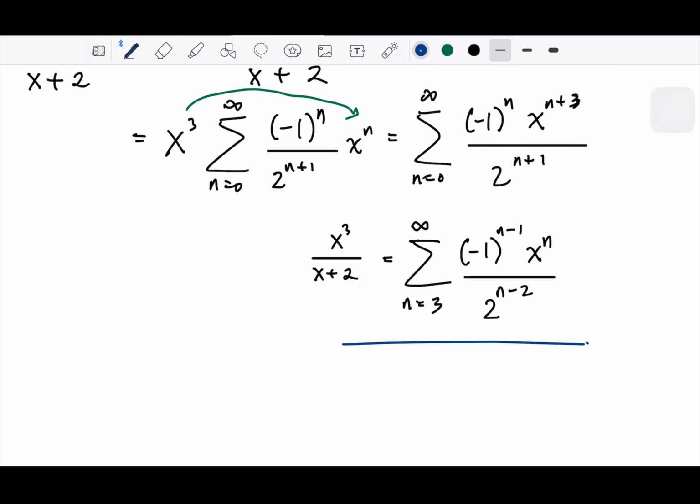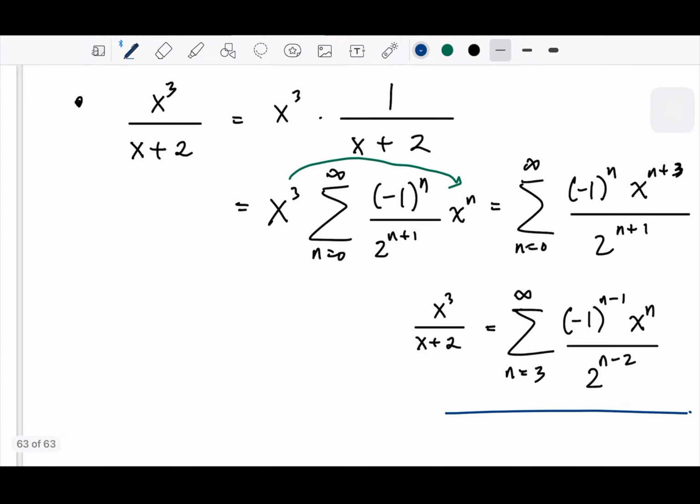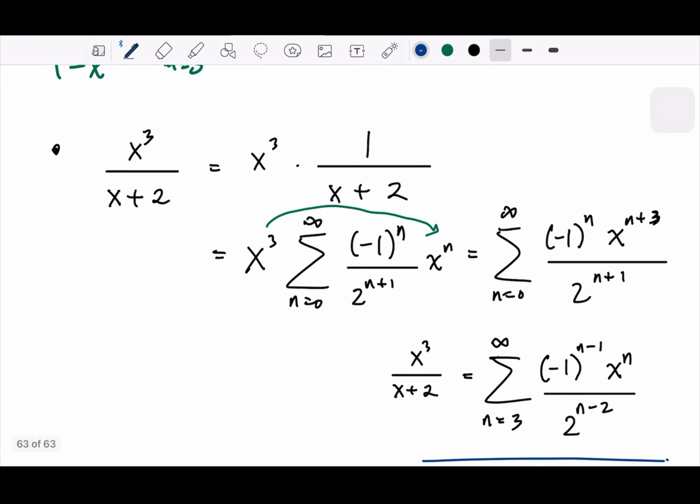Okay, so the idea is based on how we can simplify this, and we can take out the 1 over x plus 2, and we can relate it to the base function, which is 1 over 1 minus x. Okay.